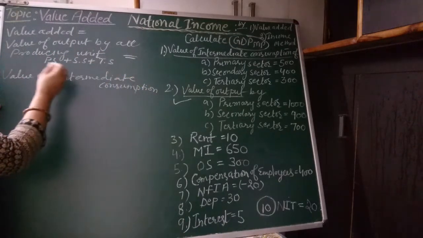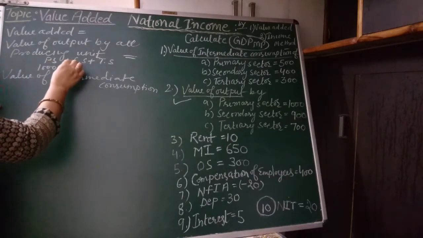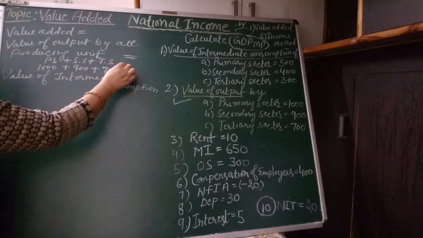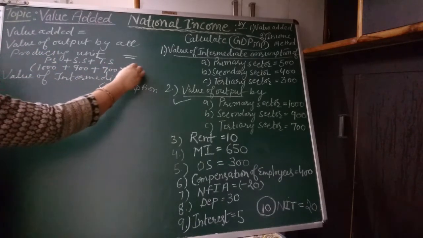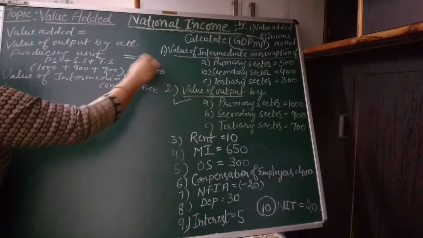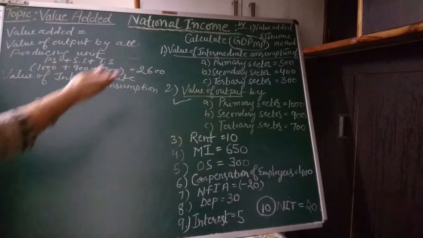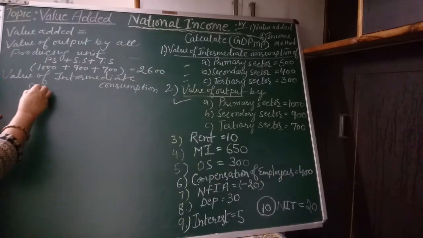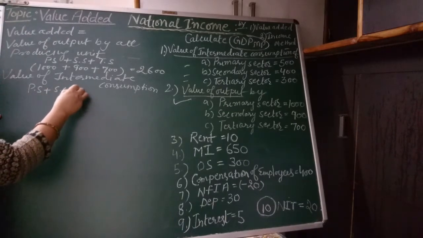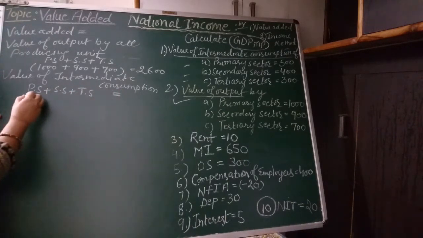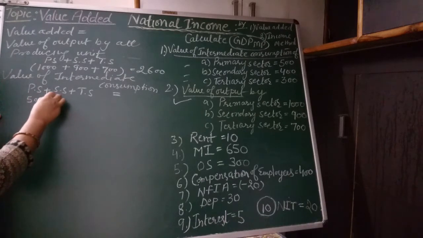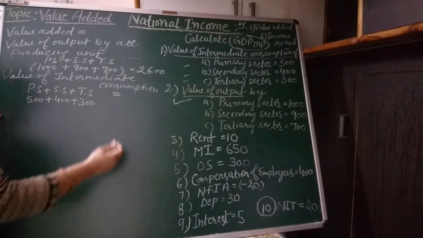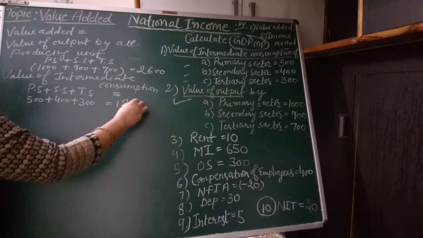Value of output: primary sector 1000 plus 900 plus 700, which is equivalent to 2600. Then value of intermediate consumption is given by primary sector plus secondary sector plus tertiary sector: 500 plus 400 plus 300, that is equivalent to 1200.